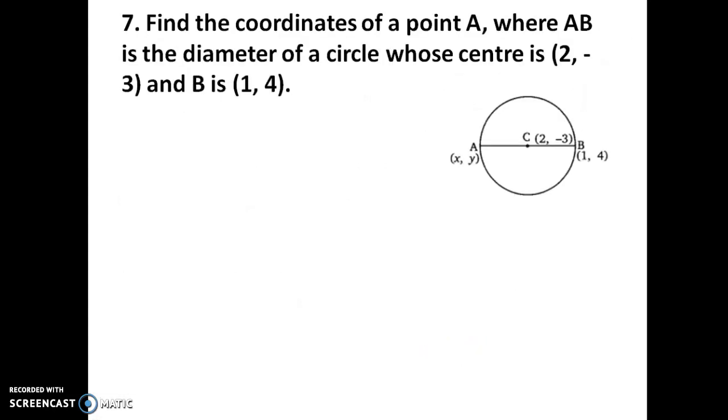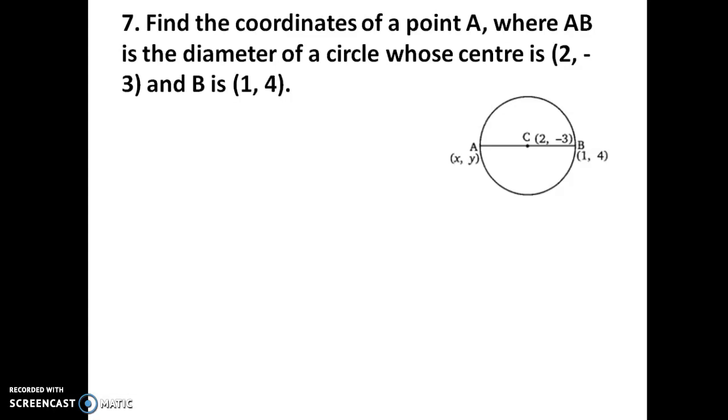Find the coordinates of point A where AB is the diameter of the circle whose center is (2, -3) and B is (1, 4). We have to find out the coordinate of A. AB is a diameter of a circle. Center is given. B is given. We don't know A. One clue is where the center will be. The center will be at the midpoint of the diameter.